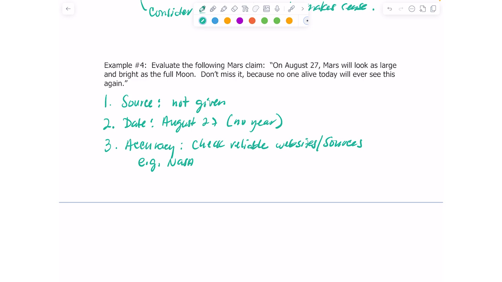The next thing we want to look at are any hidden agendas. Okay, so, it doesn't seem like there's any obvious agendas. I don't know what someone would benefit from making a false claim like this. So there's none obvious. It just maybe is a misstatement.